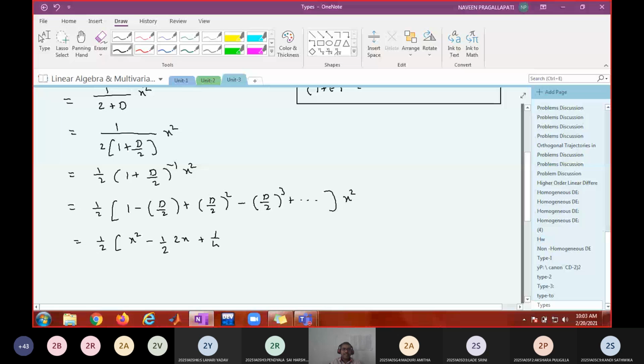What is d cube of x square? 0. Then d power 4 of x square? 0. D power 5 of x square? 0. All higher order derivatives will be 0 because it is a polynomial of degree 2. For a polynomial of degree n, up to nth order derivative you will have. After nth order derivative, all higher order derivatives are going to be 0. So you need to collect the terms up to power n only. Is it clear to all of you?